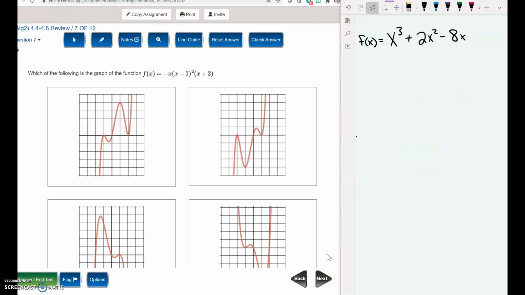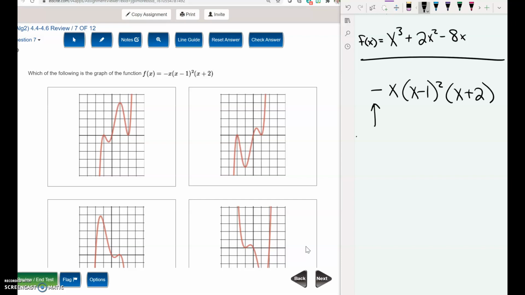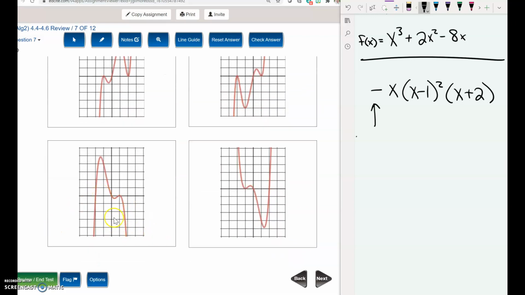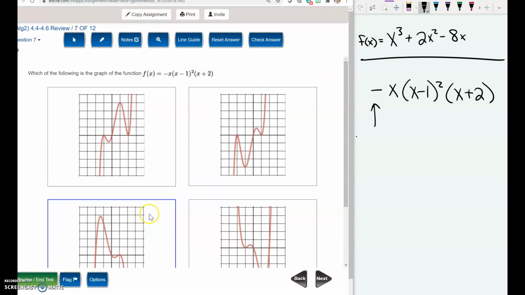Now we're going to start the multiple choice problems. Which of the following graphs is -x times x minus 1 squared times x plus 2? One of the things I notice here is that there's a negative in front. So I'm going to write this, -x, x minus 1 squared, x plus 2. This negative means that the right side of the graph is going to point down. And honestly, with these 4 answers, the only one where the right side points down is this one. But let's continue just in case it's not that obvious on the test.